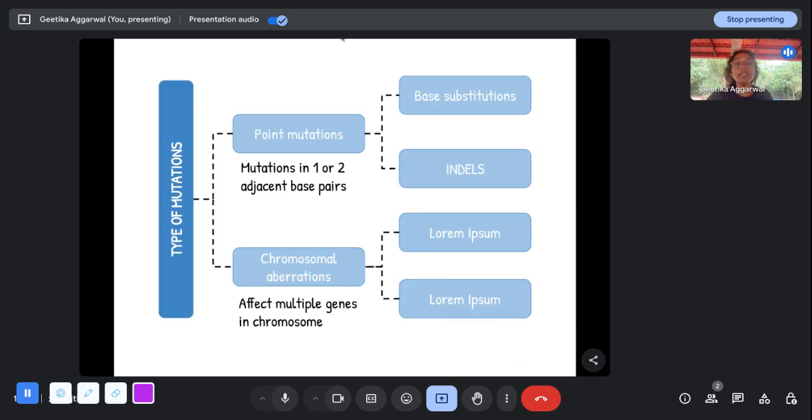Now, coming to the different types of mutations. There are many different types of mutations. Two broad categories of them are point mutations and chromosomal aberrations. Point mutations, as the term suggests, happen at one single point. Mutations that happen in one or two adjacent base pairs at a pinpoint location are called point mutations. And chromosomal aberrations, on the other hand, affect multiple genes in the chromosome, or affect the entire structure of the chromosome. So that is what chromosomal aberrations are.